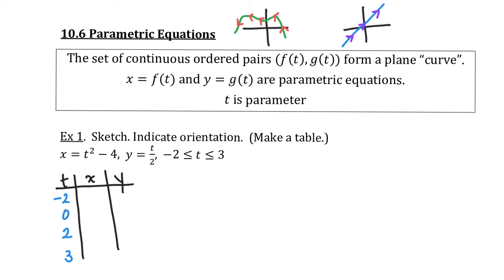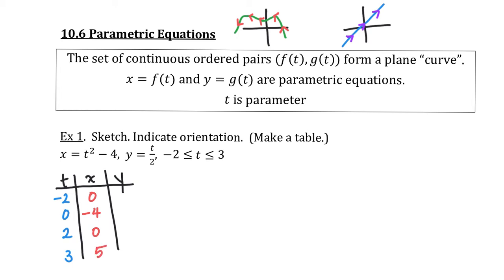Okay, so to get my x value, x equals t squared minus 4. So if I do -2 squared, 4 minus 4 is 0. If I plug in 0 for t, 0 squared minus 4 is -4. 2 squared minus 4 is 0. 3 squared minus 4 is 5.